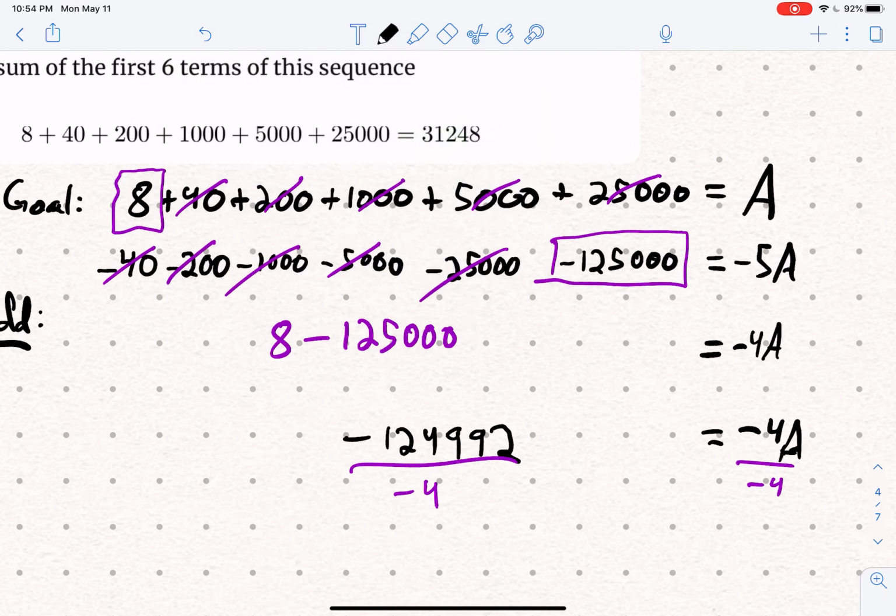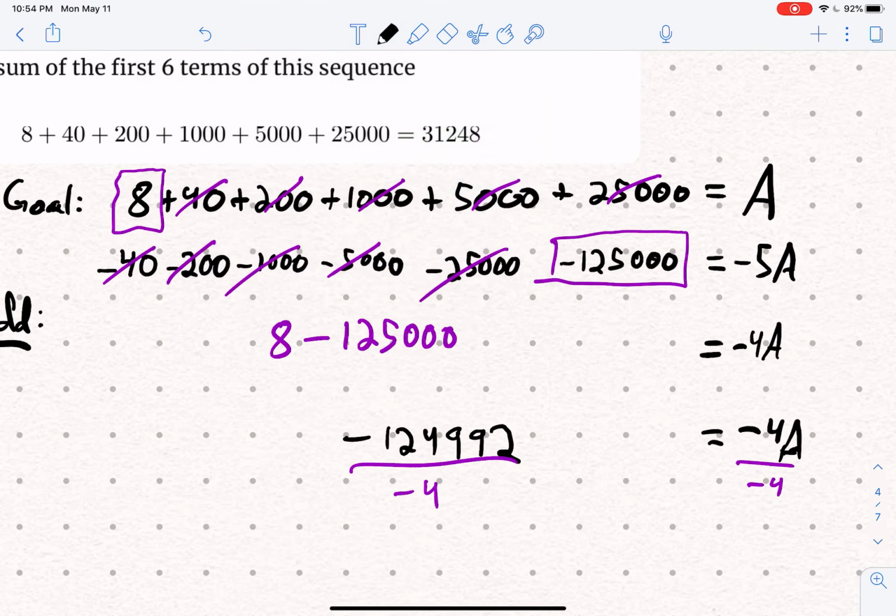And on the left-hand side, negative 124,992 divided by negative 4 is 31,248. Now, this is that number that we were looking for, the number I called a. And if you look back up above, it was given to us in the beginning. When you add all of those up, it's equal to that.